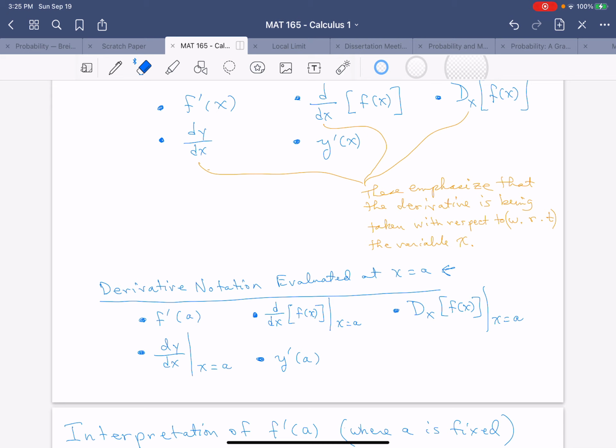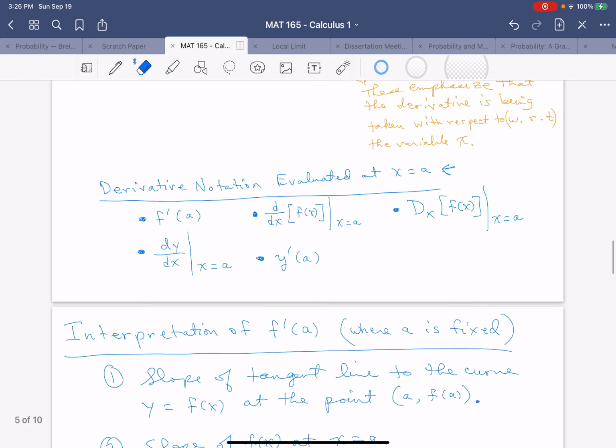That's similar throughout. You can see d over dx of f of x, and then the vertical line again and the subscript x equals a tells you we're taking the derivative and then evaluating it at x equals a. That's fairly simple. And then y prime of a is pretty obvious. If you use the capital D notation, it's the same thing: you just tack on a vertical line and then indicate the specific x value of interest. So there's a little bit of notation there.